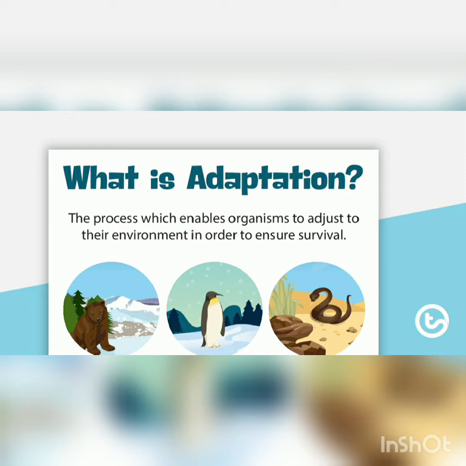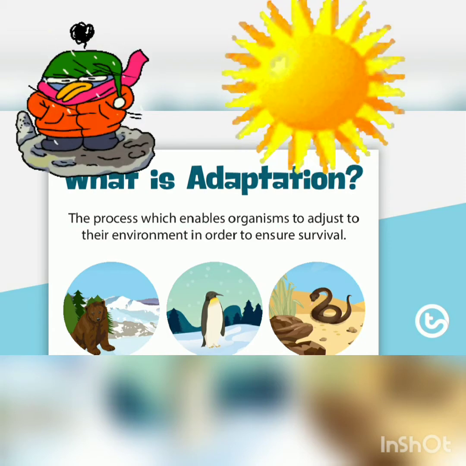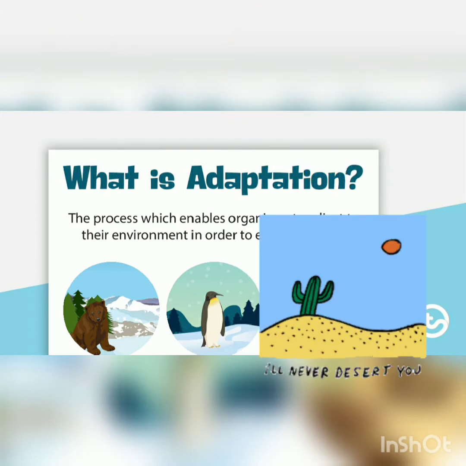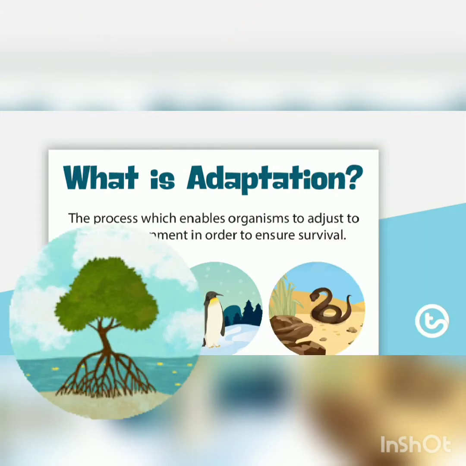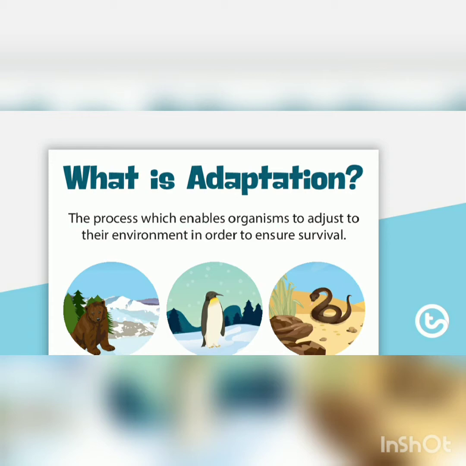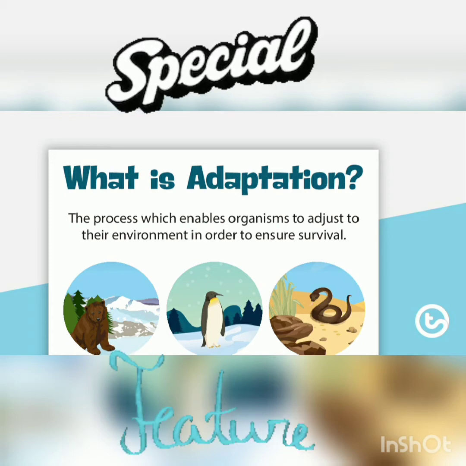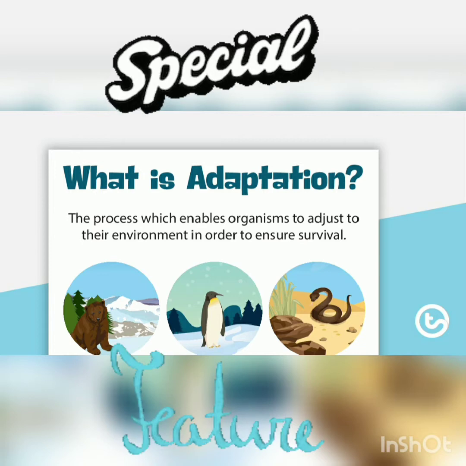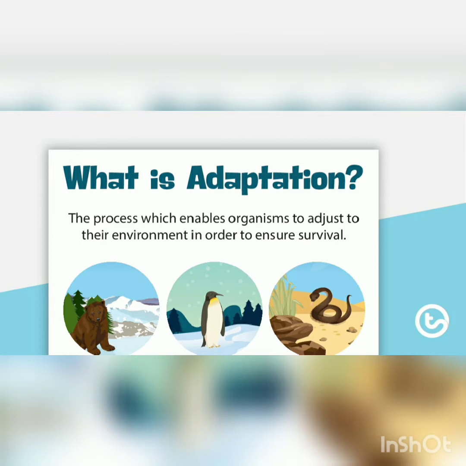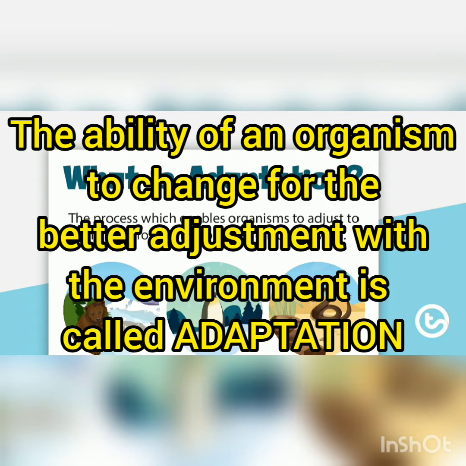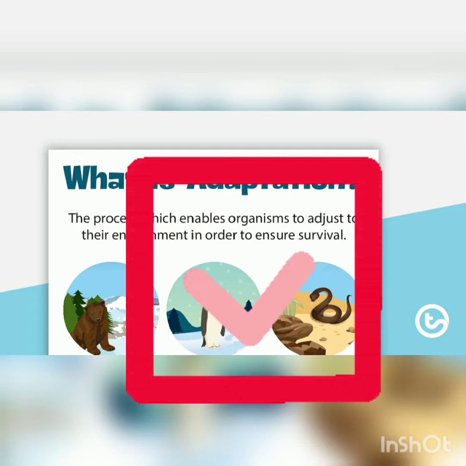The conditions in different habitats are different. Some places are very hot, some places are very cold, some places are very dry, and some places are very wet. So, organisms living in that habitat should have some special features in their body which help them to survive in that particular habitat. And this is known as adaptation. So, the ability of an organism to change for better adjustment with the environment is called adaptation. Adaptation helps an organism to live successfully in its habitat.